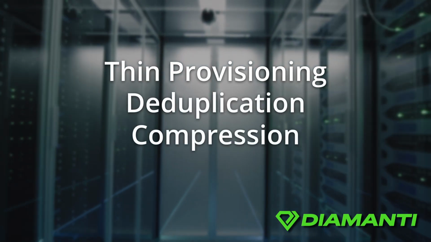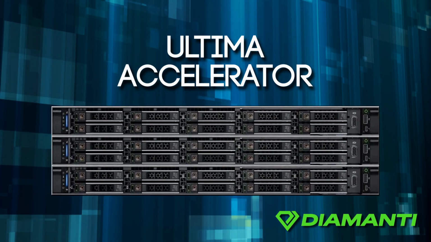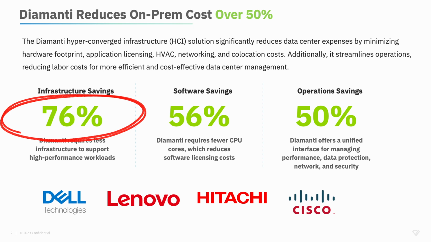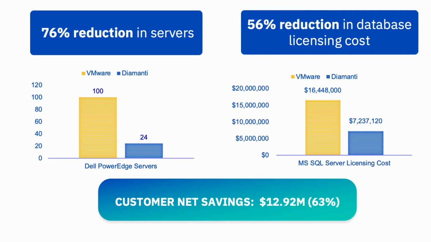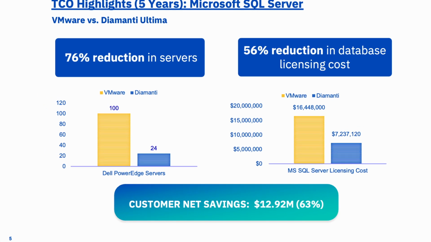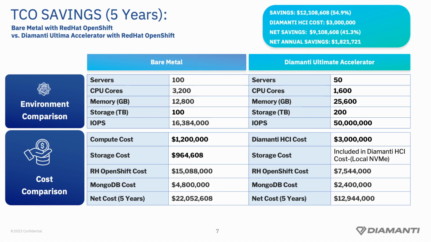deduplication, and compression. Diamante also reduces data center expenses with hardware acceleration that minimizes the infrastructure footprint by 76% on average. The result is millions of dollars in savings on licensing costs for applications that charge by core, such as Microsoft SQL, Elasticsearch, or Red Hat OpenShift.